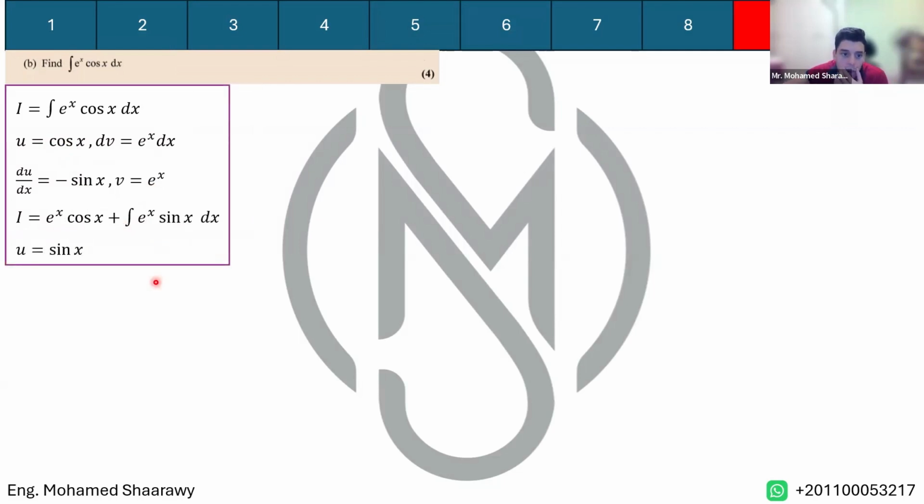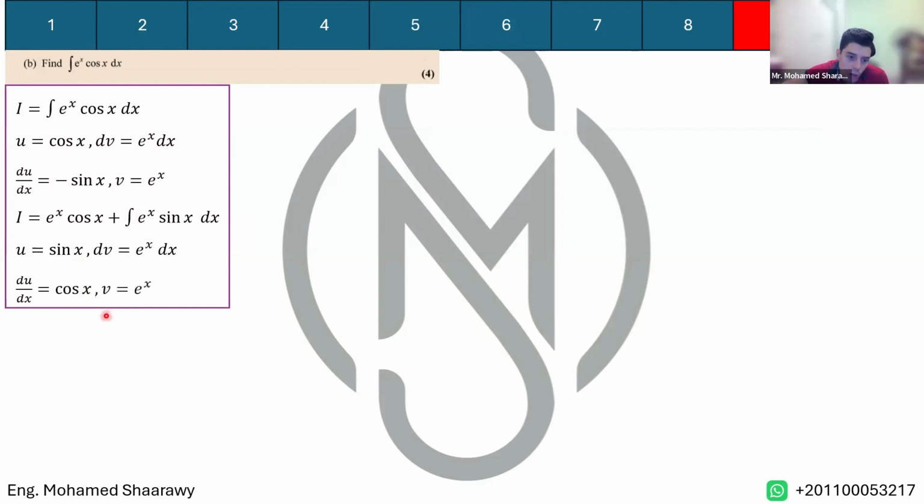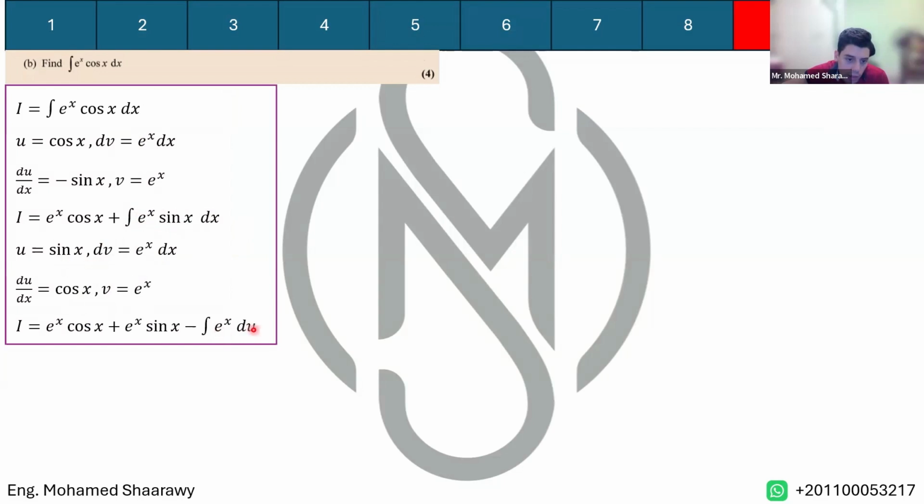And now I am with the same problem. I don't know how to integrate e power x sine x, so I can use integration by parts again. So moving forward, now I can say that I equals e power x cosine x plus uv minus integration v du, but now u and v will be those, not those. So uv is e power x sine x, and v du is e power x, du is cosine x. And as you can see, this one is exactly my problem. So I can replace this with I.